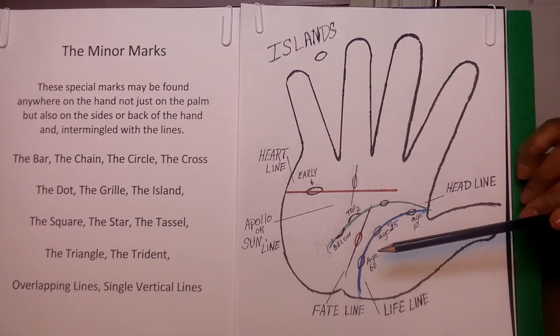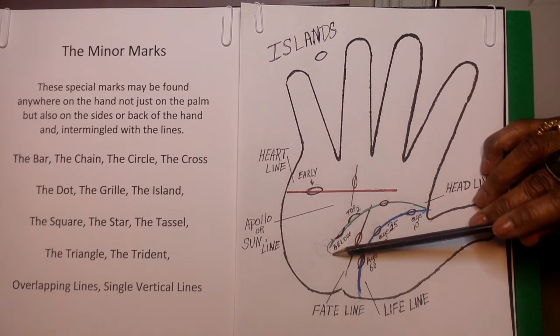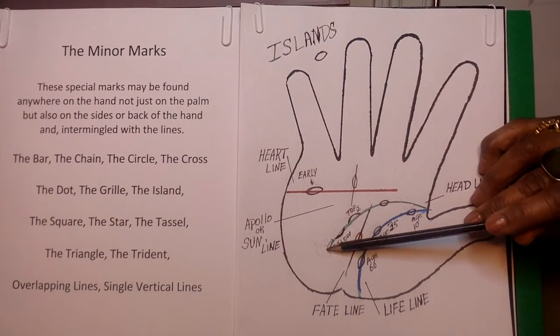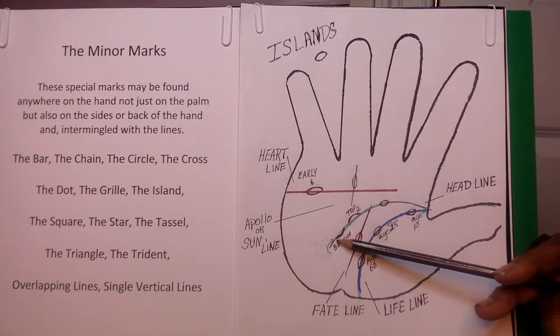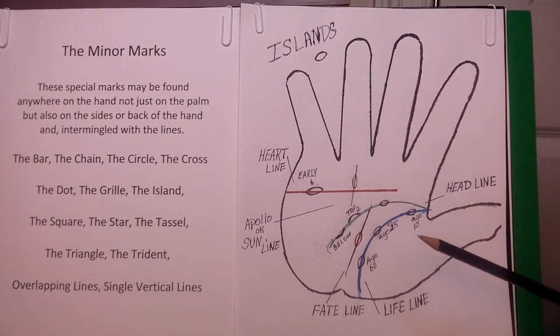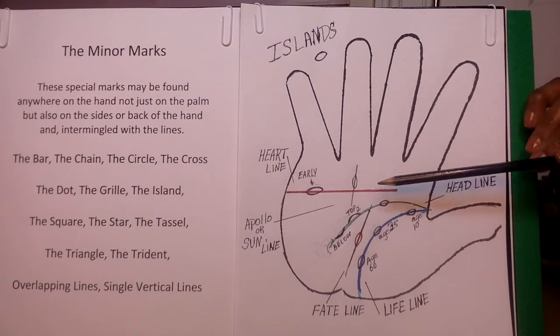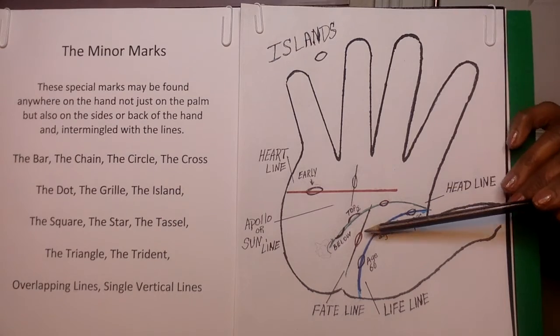Now, if a headline ends in an island, right around this area, I didn't include one there, it indicates poor mental abilities at the end of life. Very often, the island is central and shows that our stresses affect all areas of our life, not just where the island is located.